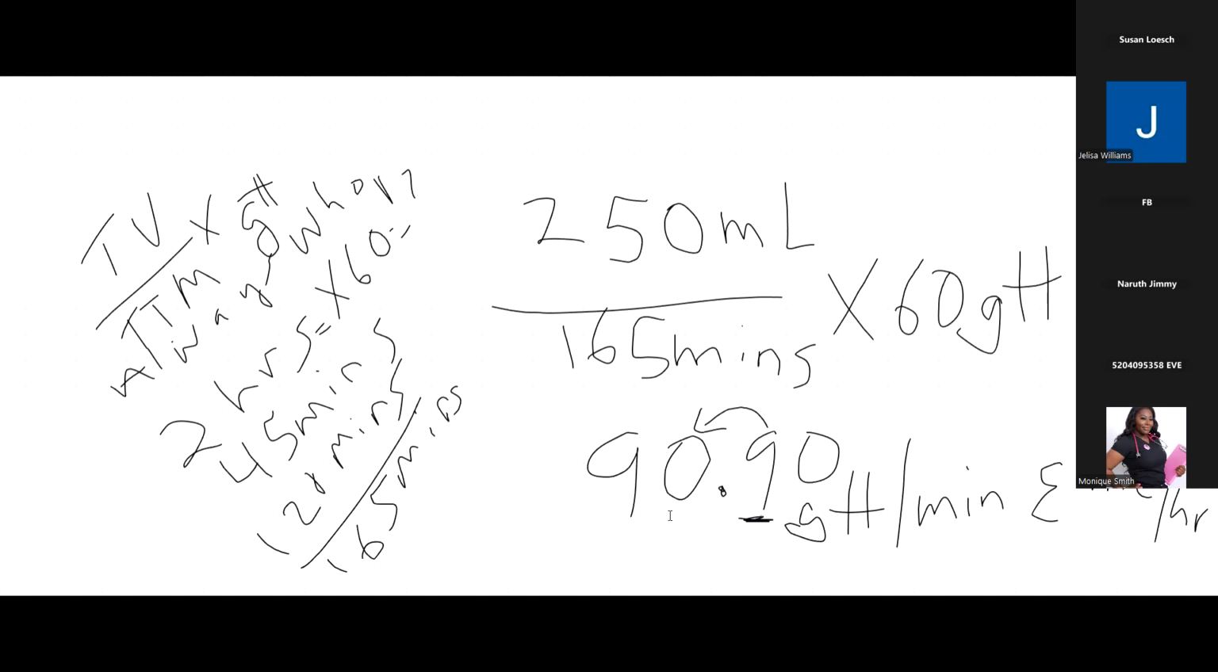Okay, now the beauty about this is if you did it this way, you already converted your entire time into minutes here. So there's a couple ways you could do this. You're doing mLs per hour. So for mLs per hour, what is the formula? So that is your total volume over your time in hours, right? And you know that your total volume is 250, but your time in hours is mixed.